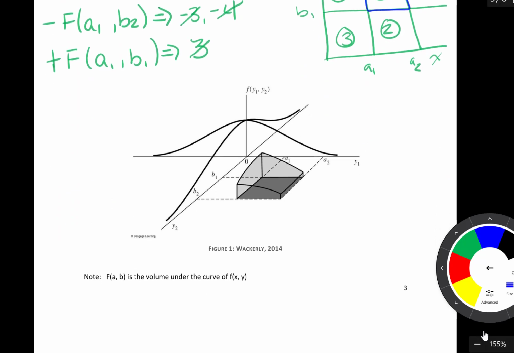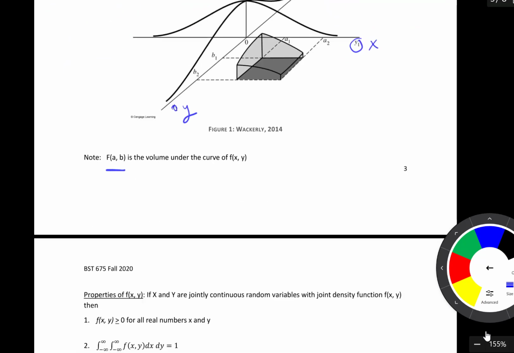Here's a visualization. Now, one thing to keep in mind with bivariate is that F of a, b is going to be the volume under a surface. So we are looking in three-dimensional space instead of two-dimensional space, which is what we were looking at when we looked at the univariate case. And just to make this match what we were looking at before, this y1 is actually x, and the y2 is the y.